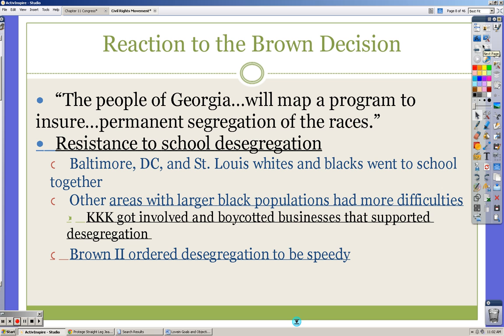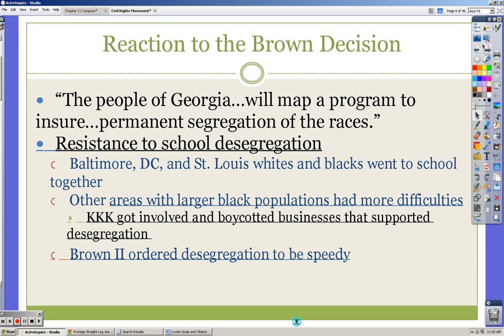So the reaction to the Brown decision, here's a quote. It says, "The people of Georgia will map a program to ensure permanent segregation of the races." So people in the South showed that they did not want this to happen. A lot of it dealt with the parents of the school children. They were more upset about it than the actual school children were themselves. They didn't really see the segregation at this point in their lives.